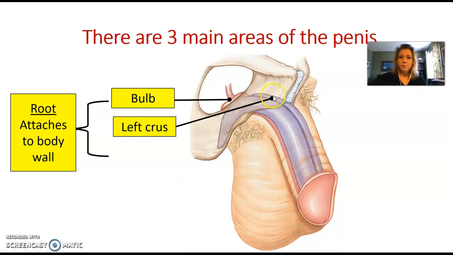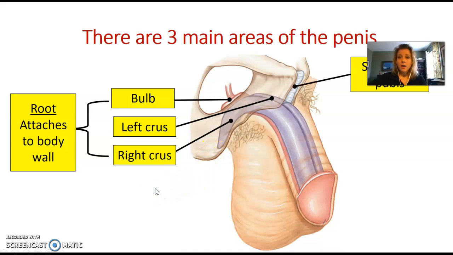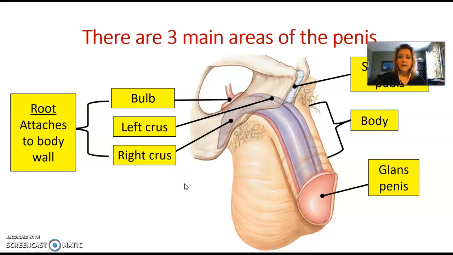We also have a portion here called the left crus and the right crus. And so these are, again, the portions that are attaching the root of the penis to the body wall. Notice that these are situated inferior to the symphysis pubis. The second portion of the penis is called the body. And then the very end of the penis has the swollen portion, which is called the glans penis, and that's got the opening for the spongy urethra at the very tip.